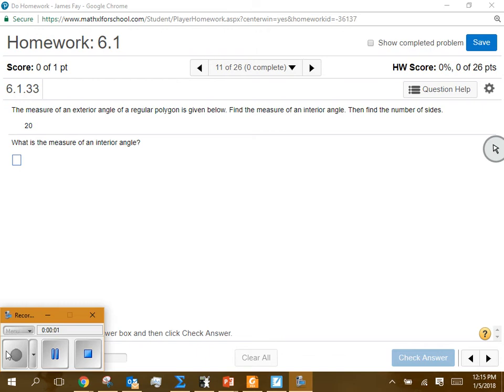7. Couple different approaches you can use here. I think maybe the best approach is to draw a rough sketch of what's going on here. It says the measure of an exterior angle of a regular polygon is given below. We need to know what regular means in order for us to complete this problem, okay?